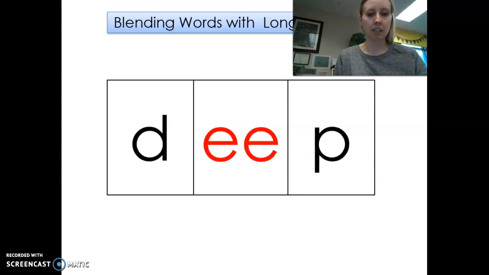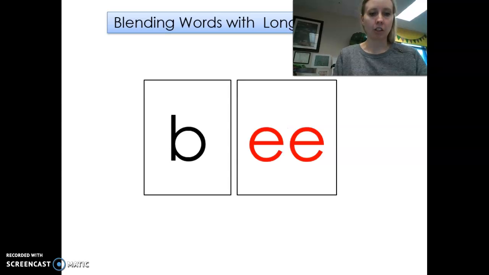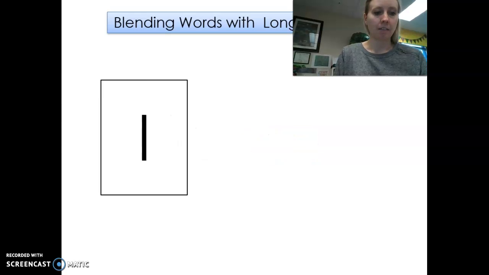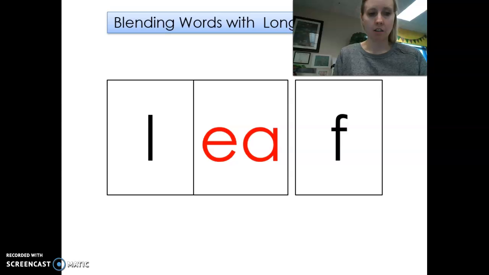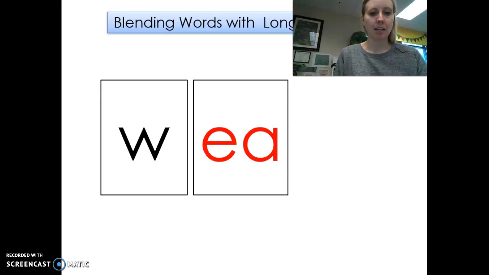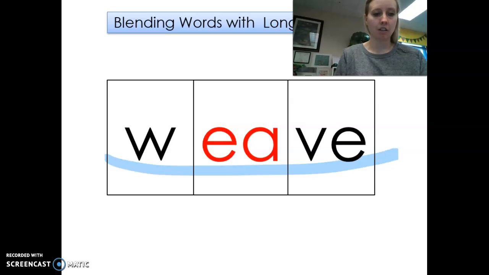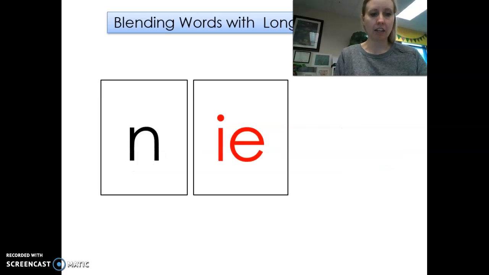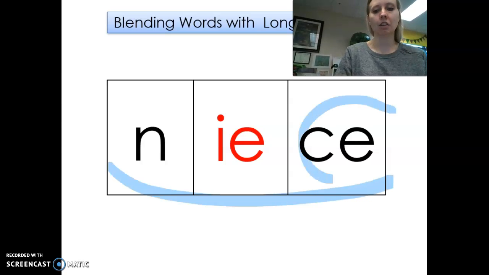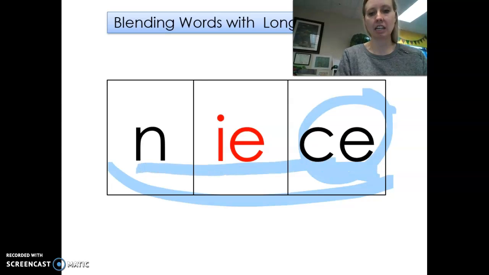Eep. Word, deep. Your turn. Word, me. Your turn. Word, bee, like a bee that buzzes. Your turn. Word, leaf. EA says E. Blend. Word, weave. Okay, so that's E. Word, niece. So hopefully you remember sneaky C says S, and then IE says E, so it's niece.